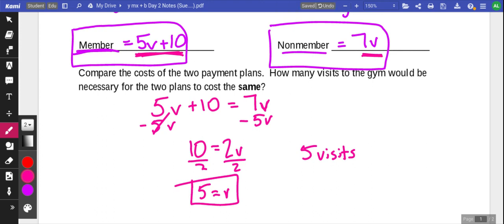So if I think I'm going to go more than 5 times, I should probably do that member option. If I know I'm probably not going to go to the gym more than 5 times, it's cheaper to do that non-member. Okay? So that's what the question is asking for. It's saying, okay, how many visits is it going to be the exact same cost?